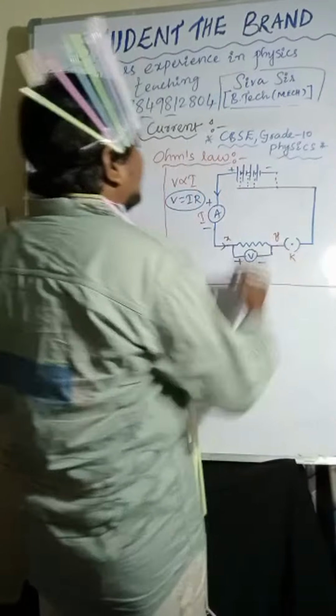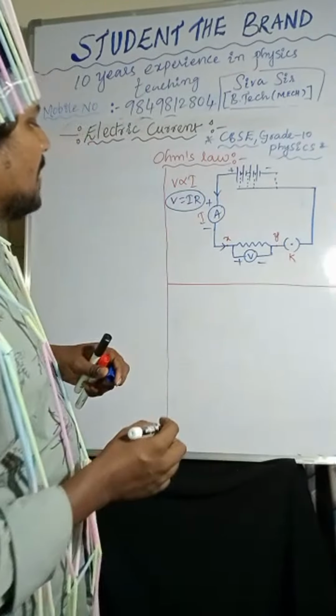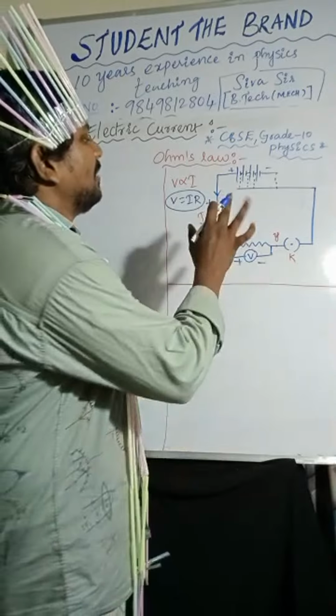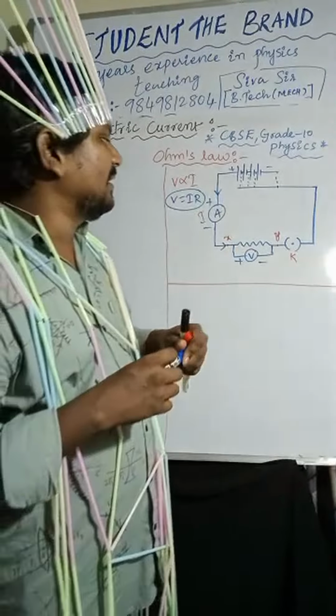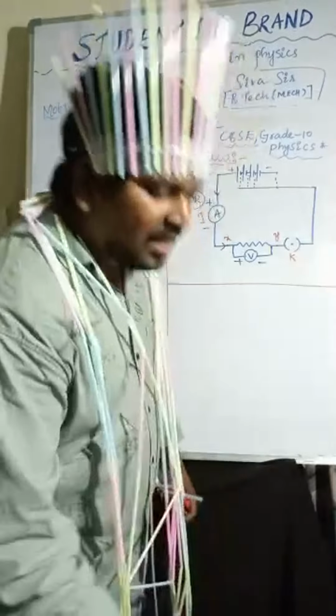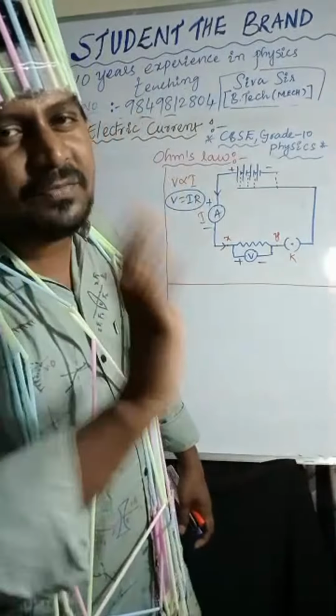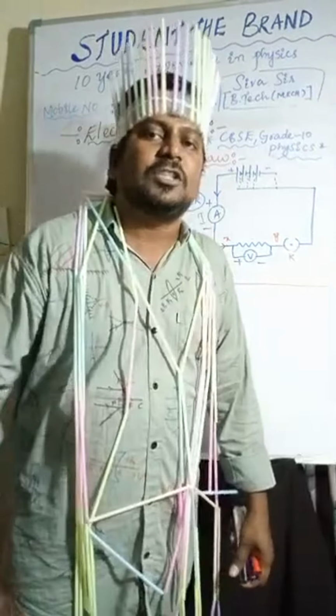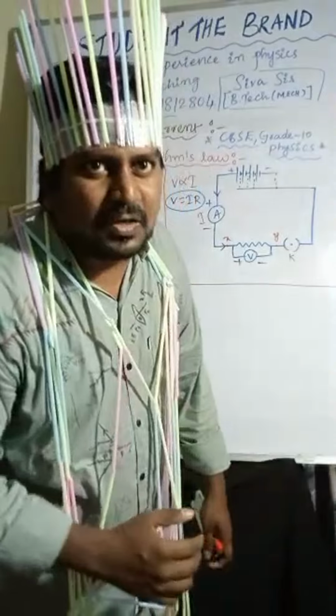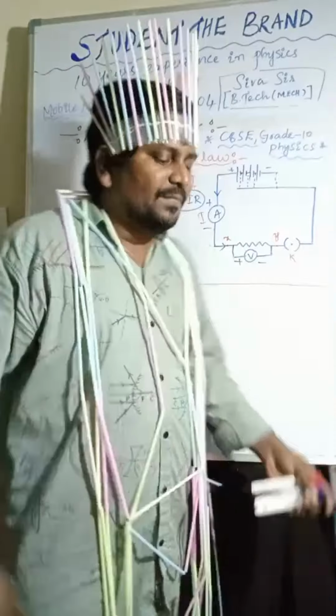Okay, this is about Ohm's law. The potential difference across the ends of the given metallic conductor is directly proportional to current flowing through it at constant temperature. This is called Ohm's law.